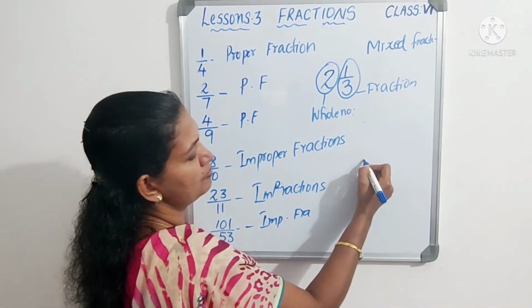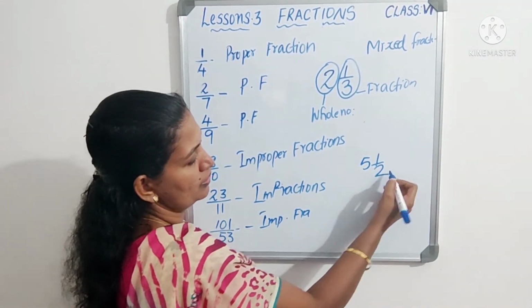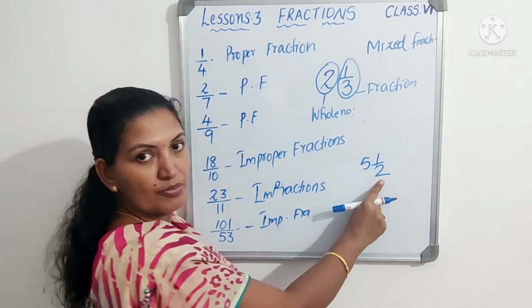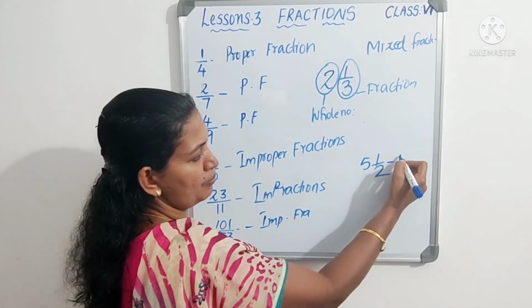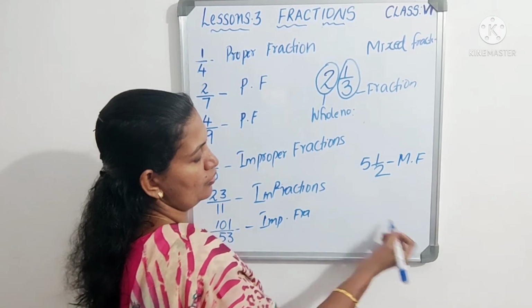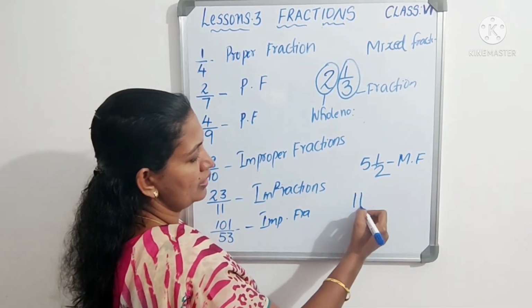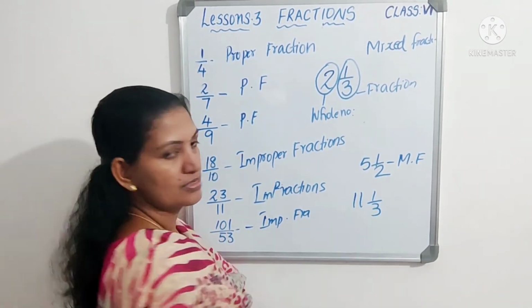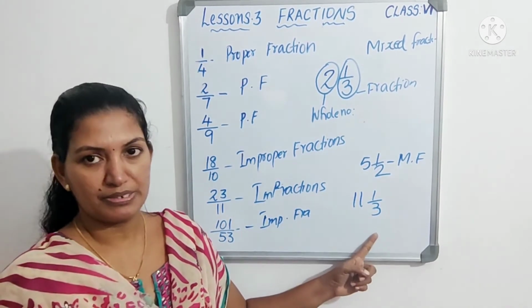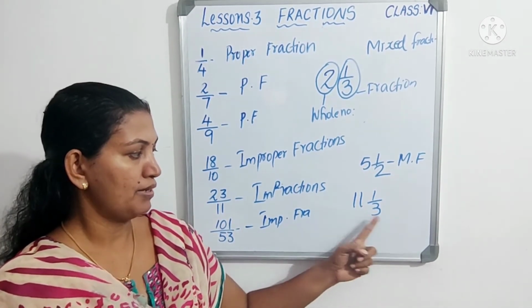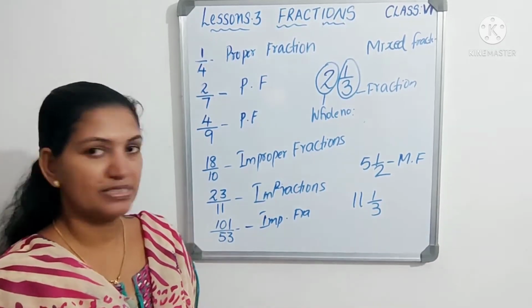One more example, 5 1/2. Here also a whole number and a fraction. So this is called a mixed fraction. Next, 11 1/3. This fraction is also called a mixed fraction. A whole number and a fraction together is called a mixed fraction.